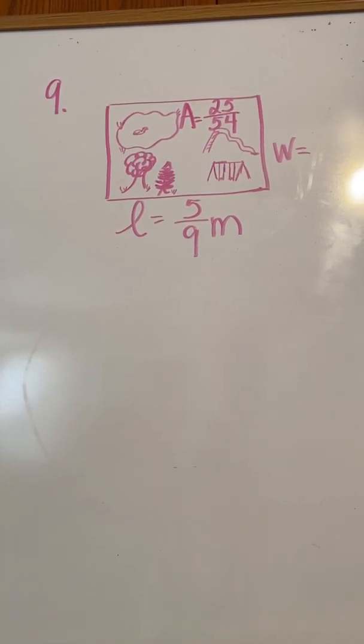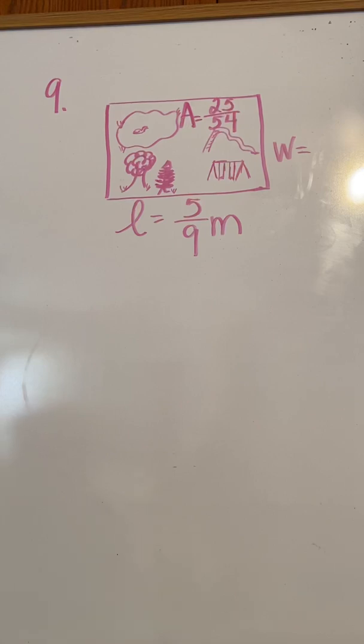Number 9 says, the area of a rectangular city park is 25/54 square miles. The length of the park is 5/9 miles. What is the width in miles of the park?